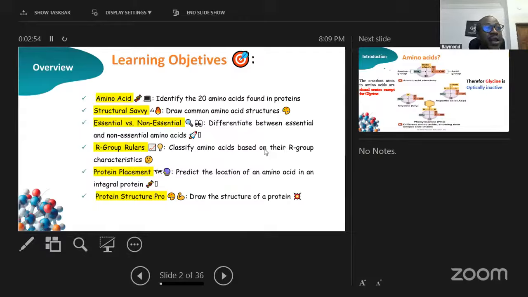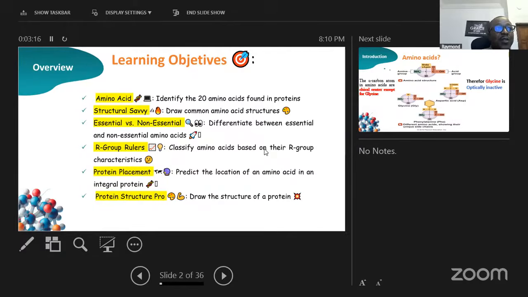So we also talk about the R group, which are the classifiers. The R group classifies the individual amino acids that are found in proteins. Every amino acid found in proteins has a different R group. And it is the R group that confers some chemical and physical properties to the entire structure of a protein.